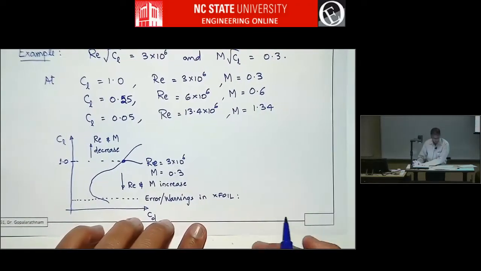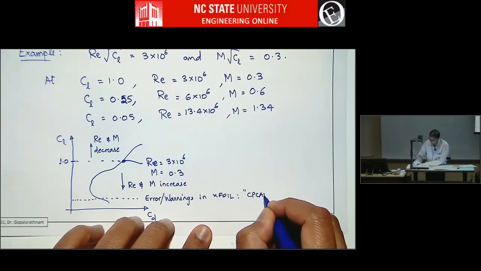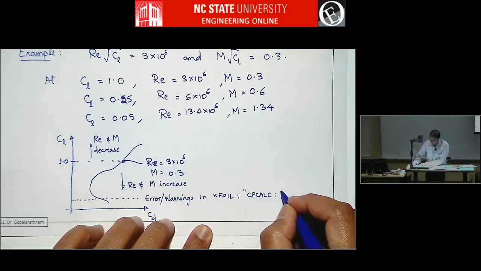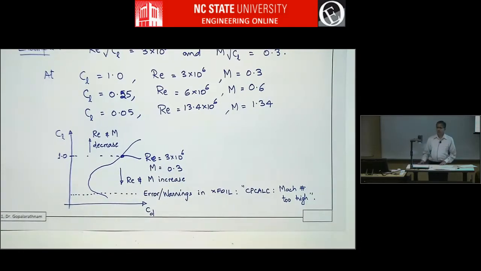You won't know what it is unless somebody tells you or you realize. So it will say CP calc Mach number too high. Usually you won't know what that means. CP calc is some subroutine in X-foil, and in that they've put error messages saying if the Mach number is too high, put this warning.